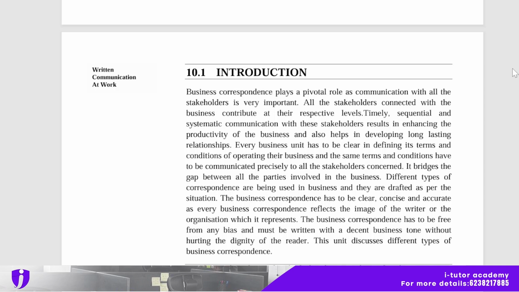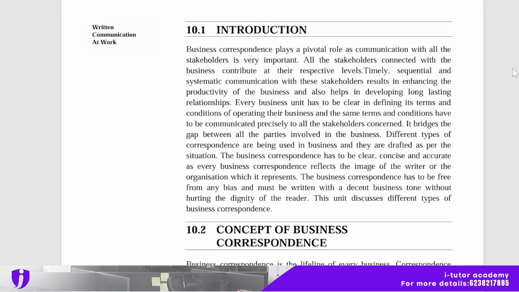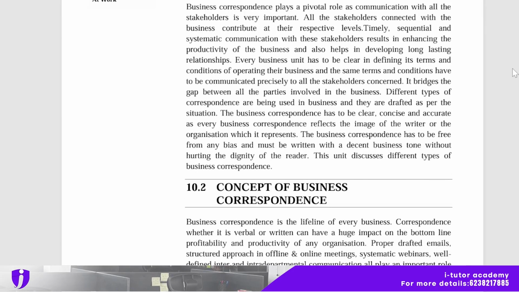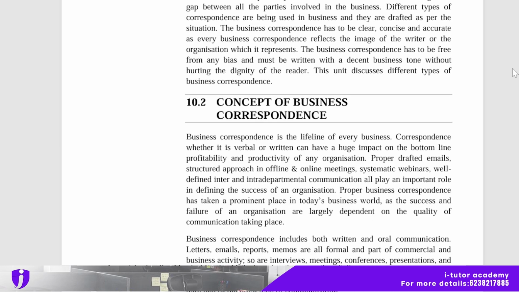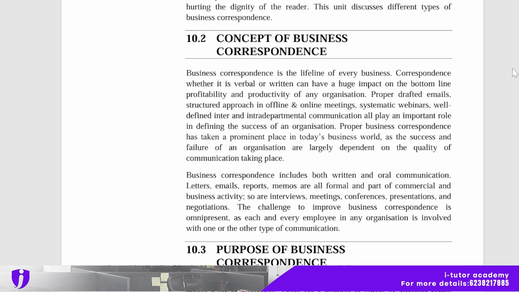Different types of correspondence are used in businesses, and they are drafted as per the situation. Business correspondence has to be clear, concise, and accurate, as every business correspondence reflects the image of the writer or the organization which it represents. It has to be free from any bias and must be written with a decent business tone without hurting the dignity of the reader. This unit discusses different types of business correspondence. And the concept of business correspondence, what is the concept?